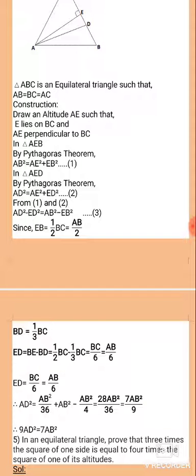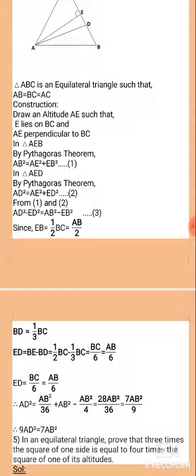So AD square is equal to, from that equation number 3, AD square is equal to what? Substitute all the values. AB square plus AB square by 36, that is each value you need to substitute, plus AB square minus AB square by 4. Now take 36 as the LCM, cross multiply, that is AB square plus 36 AB square minus 9 AB square is equal to what? 28 AB square by 36. Lowest form is 7 AB square by 9. Now cross multiply. So what we get? 9AD square is equal to 7AB square.